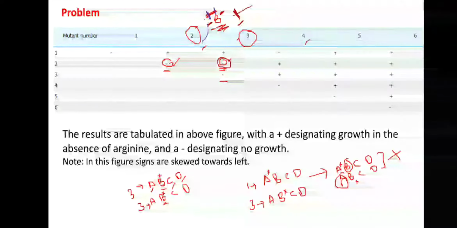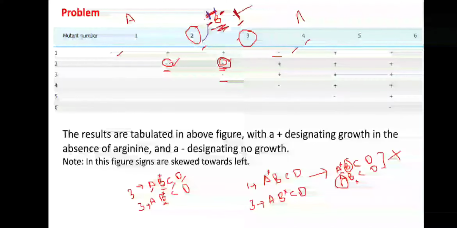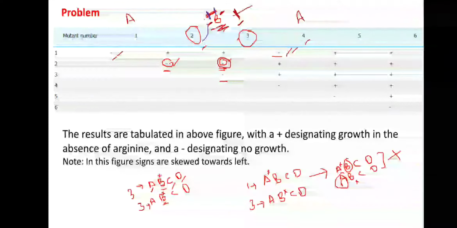Now see the fourth number mutant. Here, when the one number mutant was mated with four number mutant, we got a negative sign. It's very much possible that the mutation was in A gene for 4, because when they were mated, they were not able to get the prototrophy trait. So the mutation is in the same gene, but the position can be different. The mutation in the same gene can be at a different locus or at the same locus also.